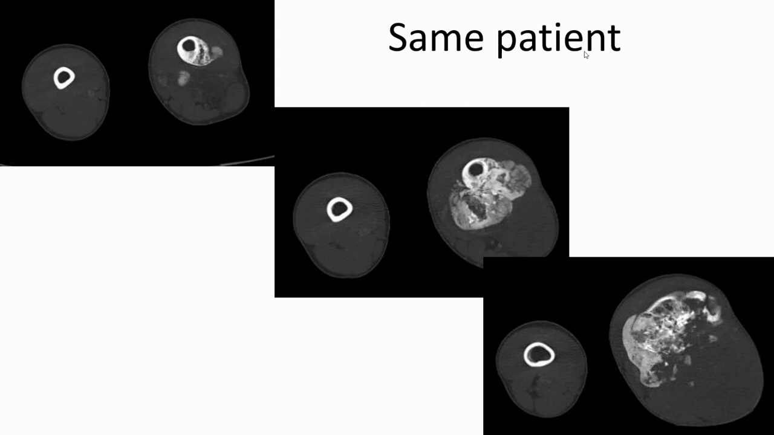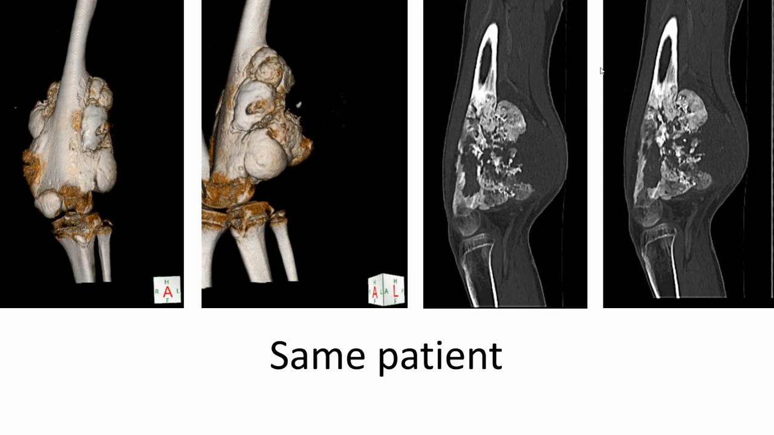Here is his left leg CT. Also a similar finding to the radiograph, but it more clearly shows the soft tissue mass around the bone lesion or bone mass. And it clearly shows the marrow involvement.